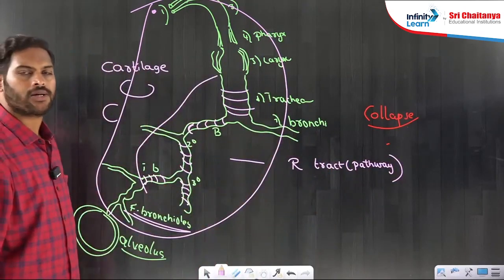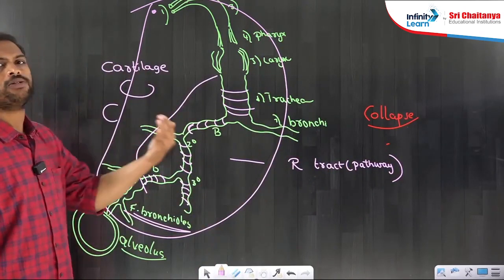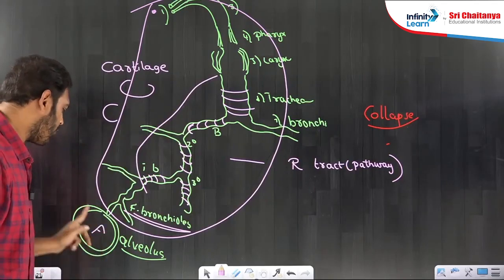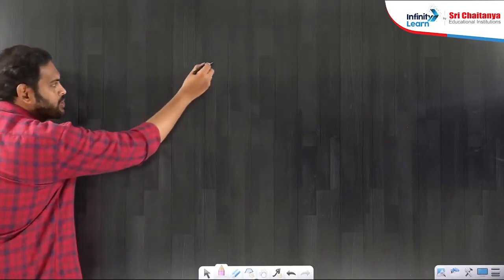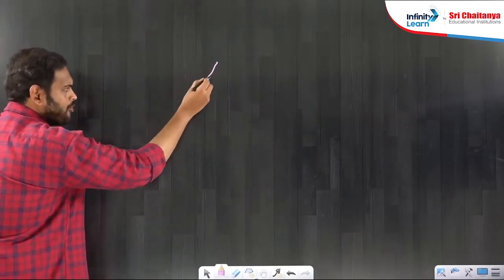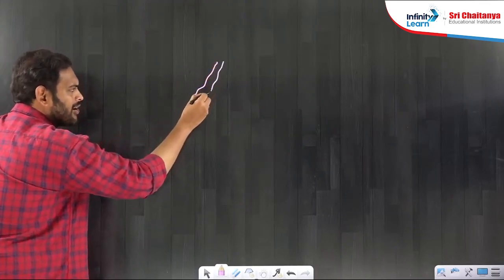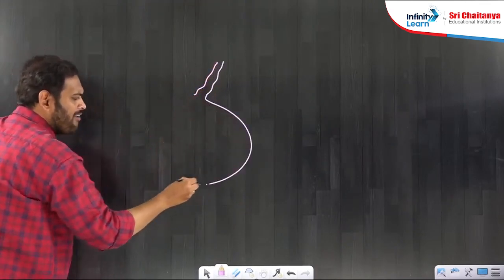And this tract opens into alveoli. So like this. This is the terminal bronchiole, the final bronchiole without cartilage, which opens into alveoli like this.